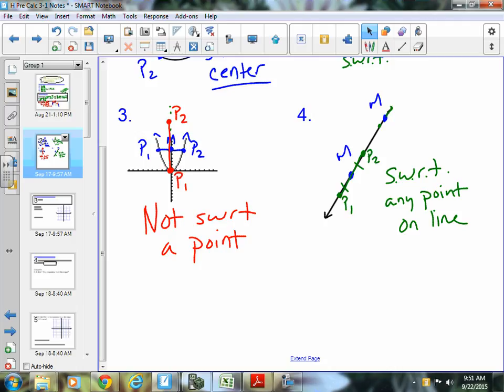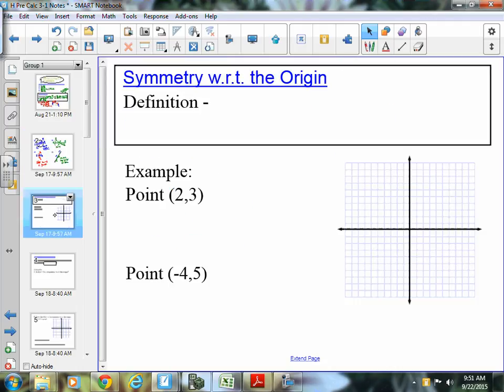Now, when you think about graphs, the most common point that we think of when we talk about graphing is the origin. So what we're going to talk about for our last couple pieces here today is what does it mean to have symmetry with respect to the origin? So that very special point on a graph. And the definition is just this.